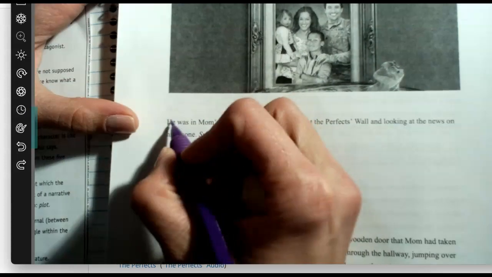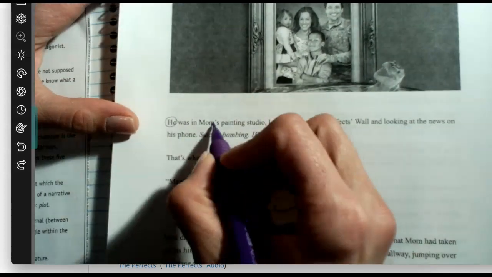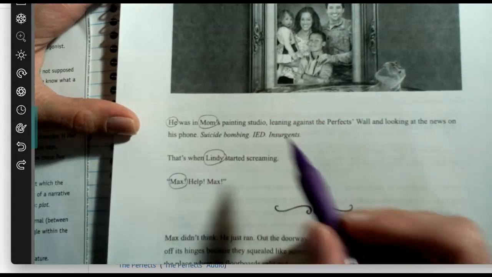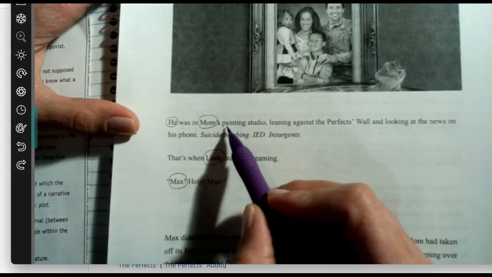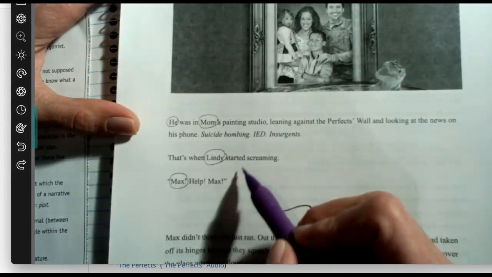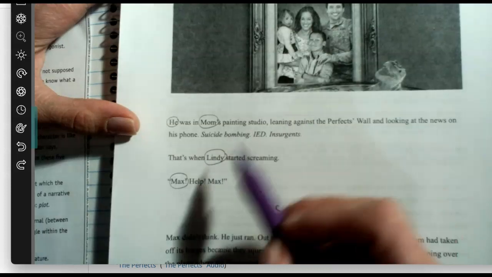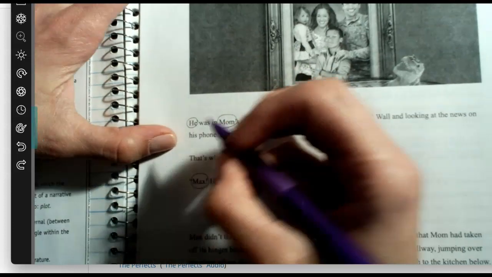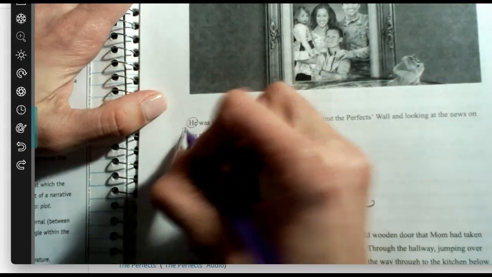All right, so already we're getting some characters here, right? I'm circling all of them. So he was in his mom's painting studio. She's maybe this character here. And Lindy is another character who's screaming. And she's screaming for Max to help. So I'm going to guess that Max is the he here.